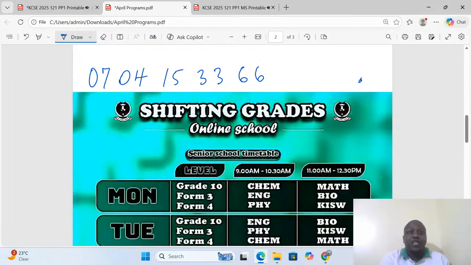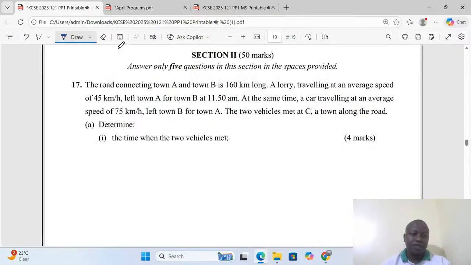Let's now get to the paper. You can use a comment to let us know whether you are getting us clearly. Confirm even whether you can see the paper. Let's get to the paper itself now.